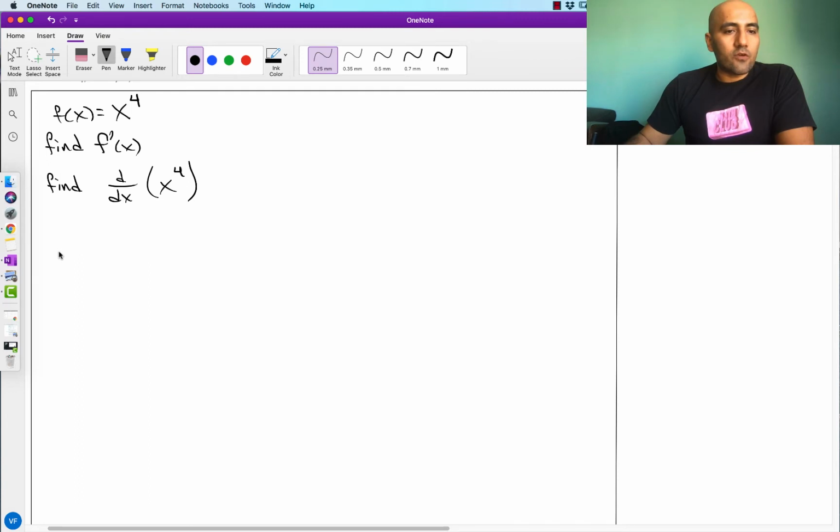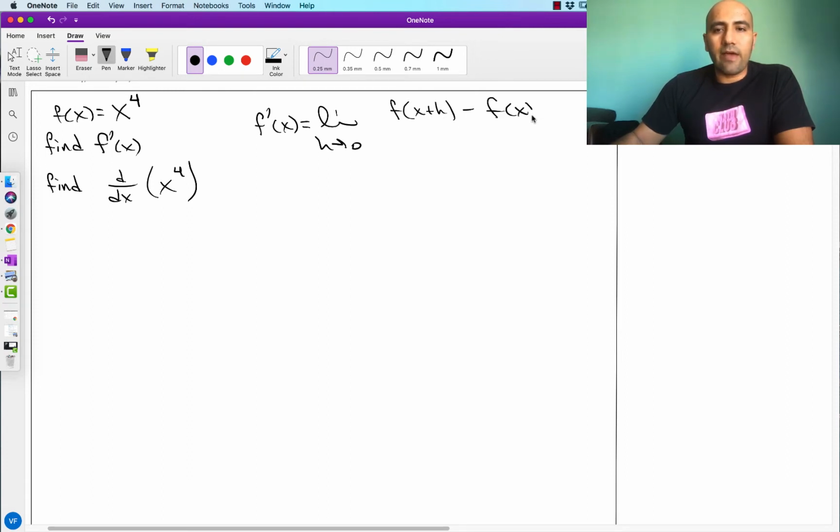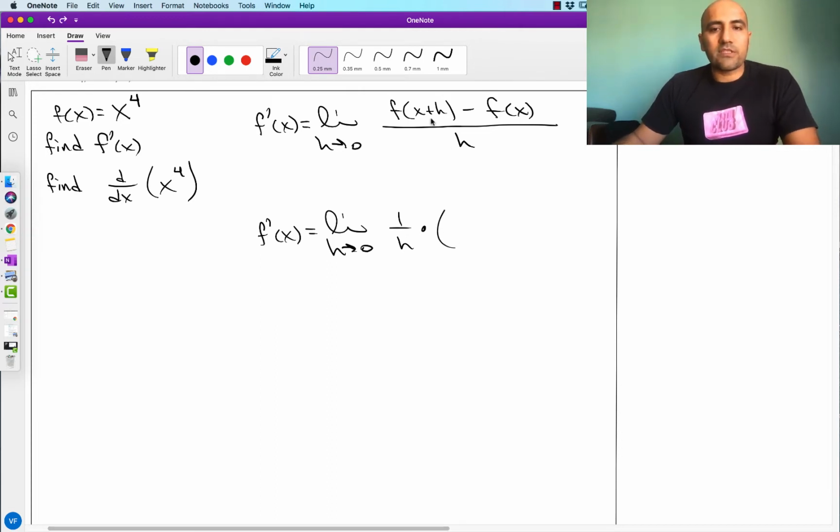By definition, we know that f prime of x equals the limit as h goes to 0 of f of x plus h minus f of x all over h. So that means that f prime of x must be equal to the limit as h goes to 0 of, and again, I'm just going to rewrite this as 1 over h times this numerator, which is going to be this. And now f of x plus h means we plug in an x plus h into that function there. So we'll end up with x plus h to the power of 4 minus x to the power of 4.